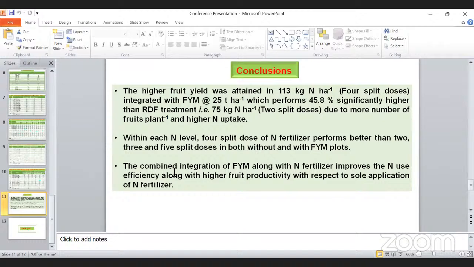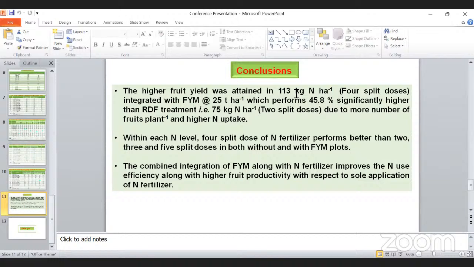Ma'am, actually there are 5 split doses, and we can check the physiological maturity as well as the increase in fruit yield at the later third and fourth pickings. Yeah, as compared to the recommended dose. Even you told that 113 kg is better than the recommended dose of fertilizer. It means almost 30 to 40% higher than the recommended dose. Even with the FYM it has given higher yield. What do you understand by this?